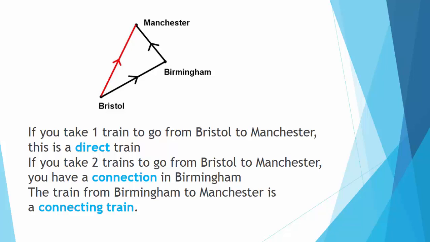If you take one train to go from, for example, Bristol to Manchester, this is a direct train. If you take two trains to go from Bristol to Manchester and you have connections in Birmingham, the train from Birmingham to Manchester is a connecting train.